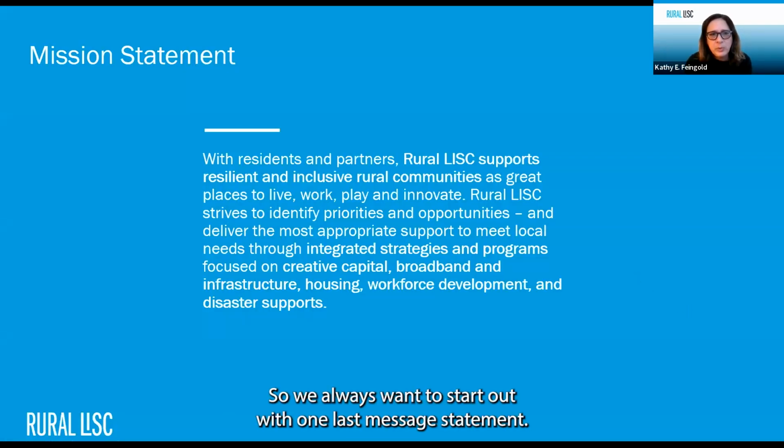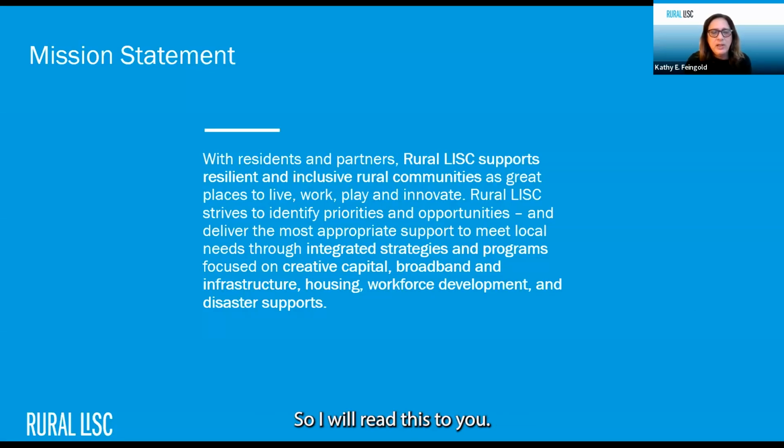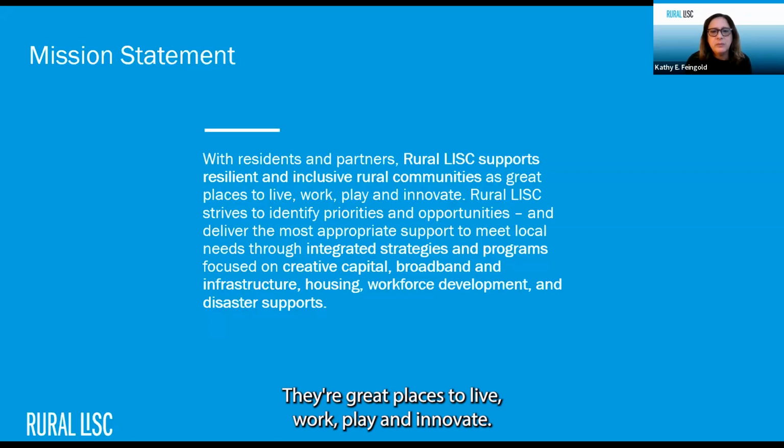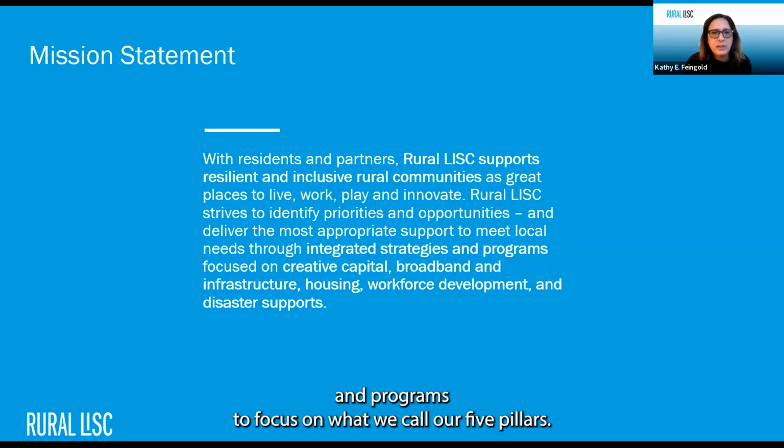So we always want to start out with the Rural LISC mission statement. I won't read this to you, but essentially we support resilient and inclusive rural communities. They're great places to live, work, play, and innovate. And what we try to do is create integrated strategies and programs to focus on what we call our 5 pillars. Can you go to the next slide, please?